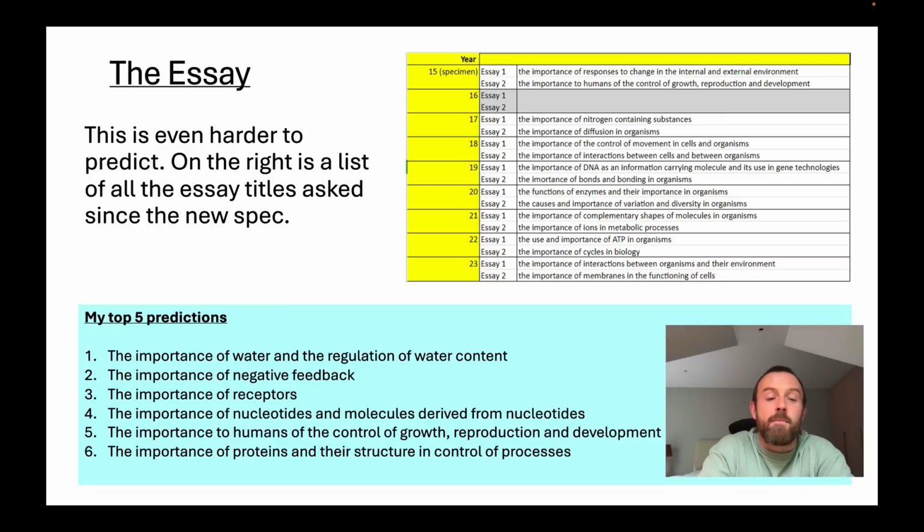And then finally 6. I was trying to keep it to 5, and then I added another one. The importance of proteins and their structure and the control of processes. This would be an easy one. Proteins are absolutely everywhere in biology. Most of the molecules that you've learned about are probably proteins, but maybe have a few key proteins that you know about, like hemoglobin would be a good one. Maybe ATP synthase would be another good one. Lots of proteins you can talk about. Maybe actin and myosin. That would be another good one. What else? Maybe some enzymes like amylase, for example.